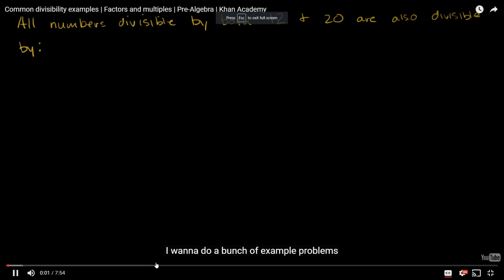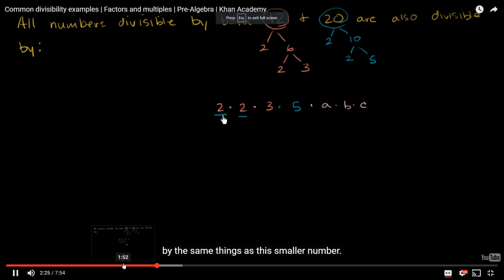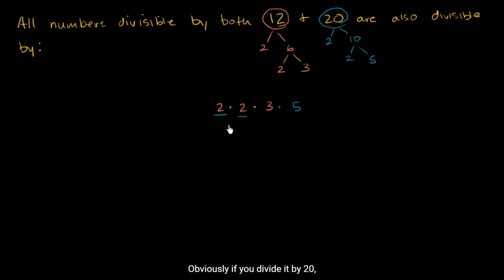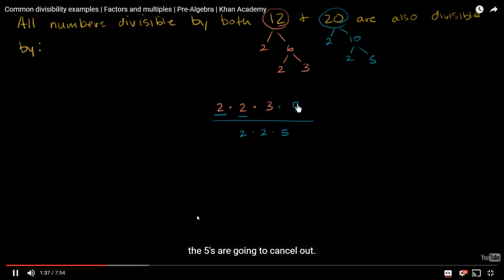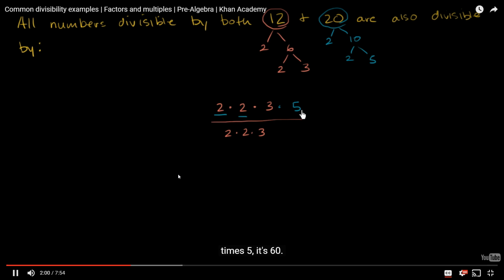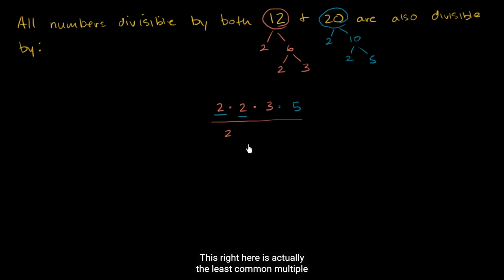We're going to cancel out the 2's and a 5 for 20. And you can verify this for yourself, that this is divisible by both. Obviously, if you divide it by 20, let me do it this way. Dividing it by 20 is the same thing as dividing it by 2 times 2 times 5. So the 2's are going to cancel out, the 5's are going to cancel out. You're just going to have a 3 left over. So it's clearly divisible by both. And this number right here is 60. It's 4 times 3, which is 12, times 5. It's 60. This right here is actually the least common multiple of 12 and 20.